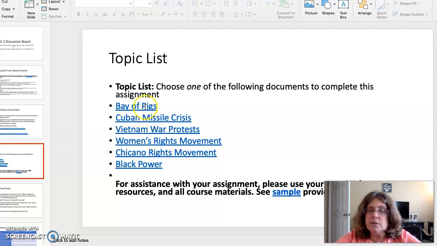Okay, so those are your primary documents. There's a ton of research information out there on any of these. So just dive into the one you feel is most interesting.